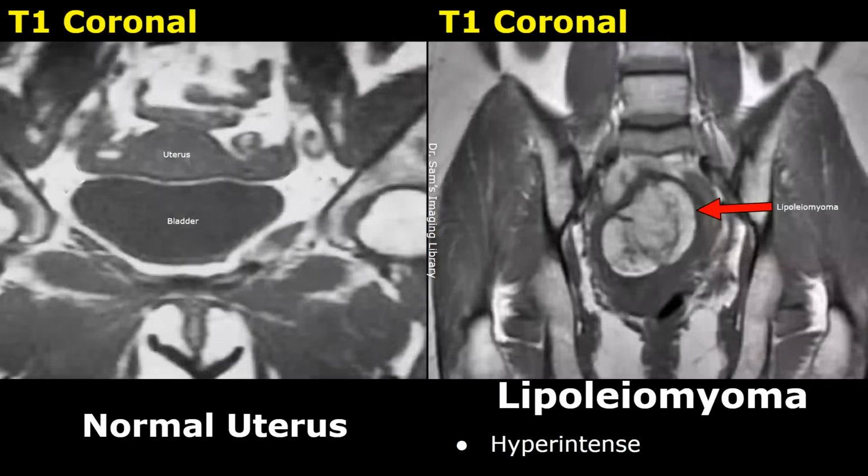A lipoleiomyoma is a very rare type of fibroid. The fibroid mostly consists of fat content. This is a T1 coronal view. This fibroid will appear hyperintense in a T1 sequence.